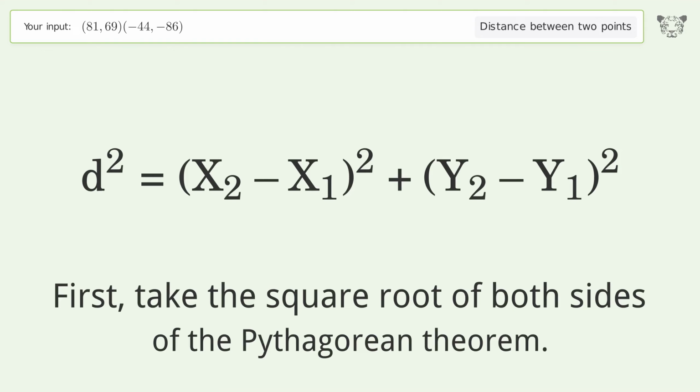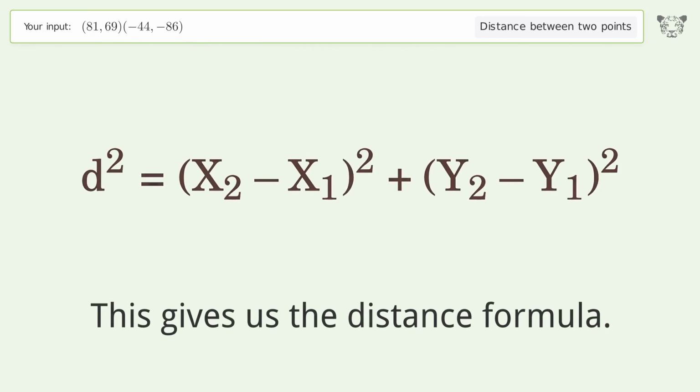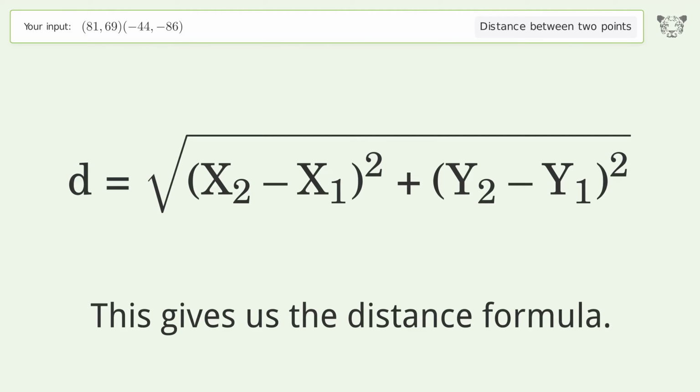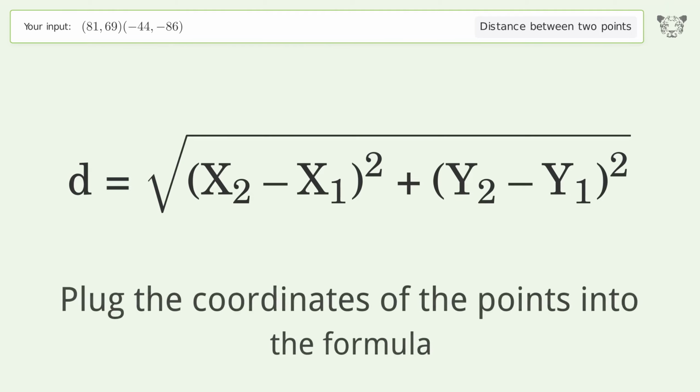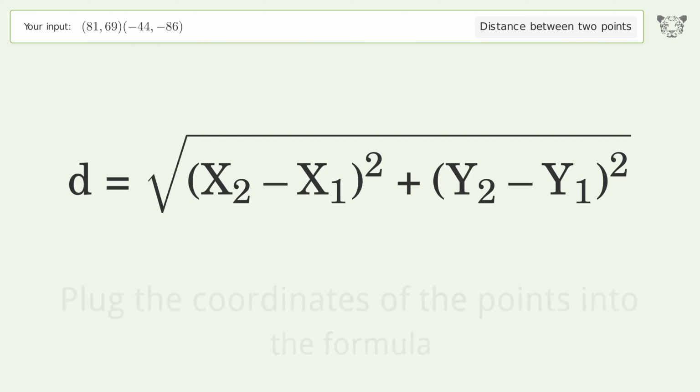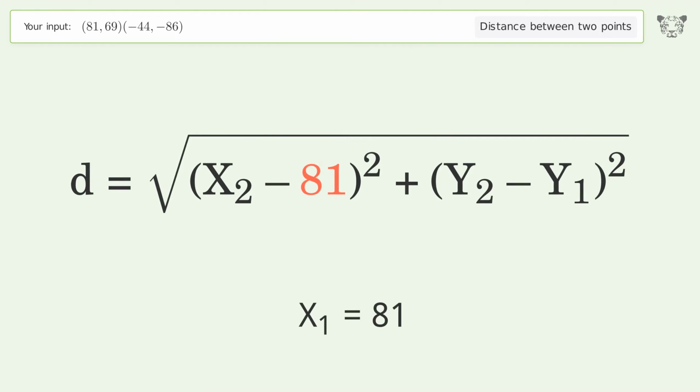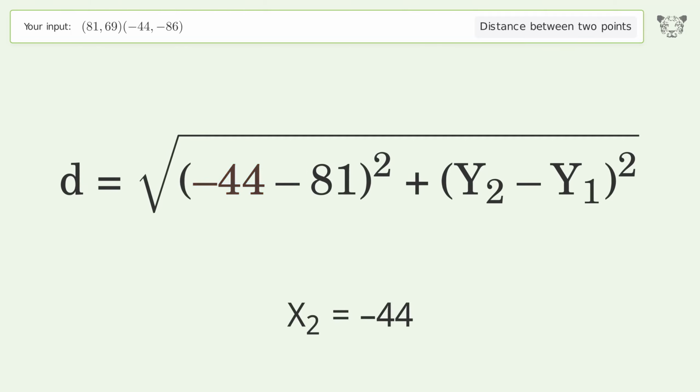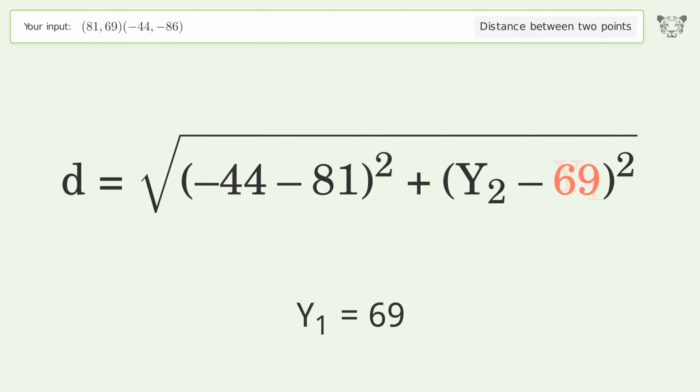First, take the square root of both sides of the Pythagorean theorem. This gives us the distance formula. Plug the coordinates of the points into the formula. x1 equals 81. x2 equals negative 44. y1 equals 69. y2 equals negative 86.